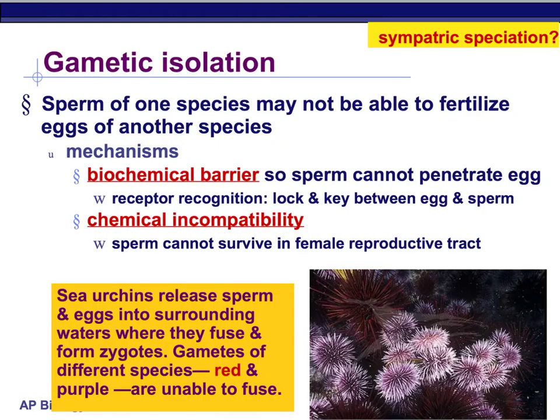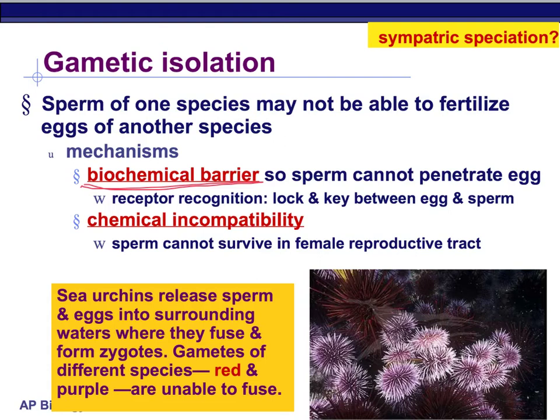Okay, then there's gametic isolation, and it's where we've made sperm and we've made eggs, and we've actually been able to reproduce, but the sperm of one species may not be able to fertilize the egg of another species. And this happens through two ways. The first is through what we call a biochemical barrier, where the sperm cannot penetrate the egg.